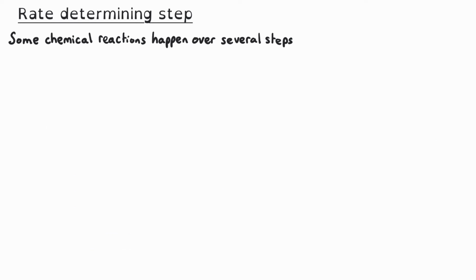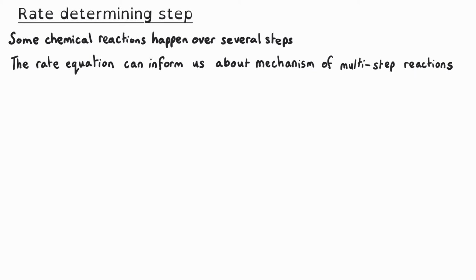Some chemical reactions happen over several steps rather than all at once, and the rate equation can inform us about the mechanism of multi-step reactions. This doesn't usually mean mechanism from the point of view of nucleophilic substitution or elimination, but rather which step out of all of the steps is the slowest.